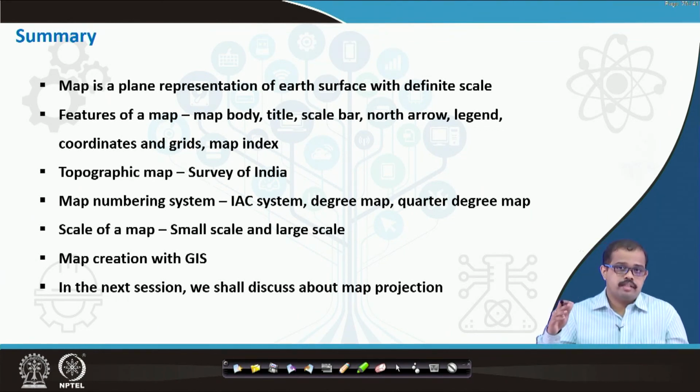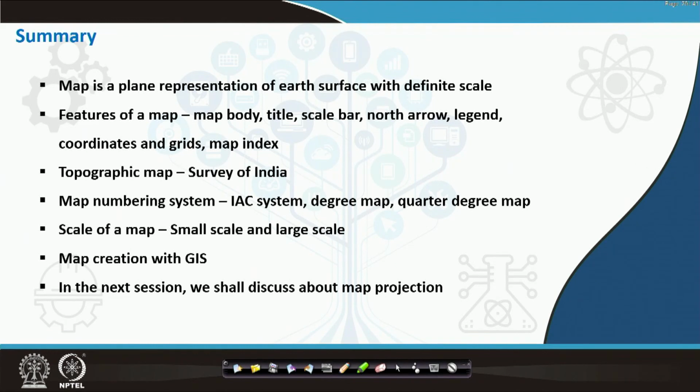And in the next class, we will end this particular module by discussing what we mean by a projection. We'll look at the different systems of projecting a 3D surface onto a 2D surface, and then look at the map, and how we can proceed with that.